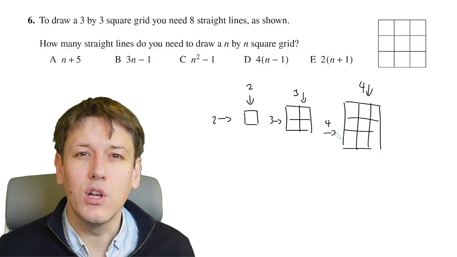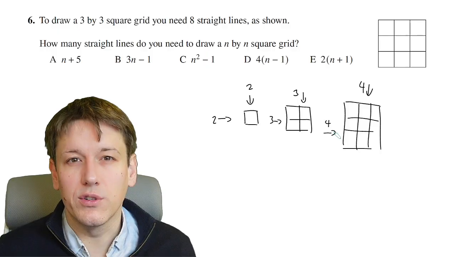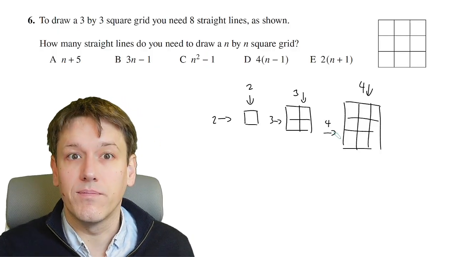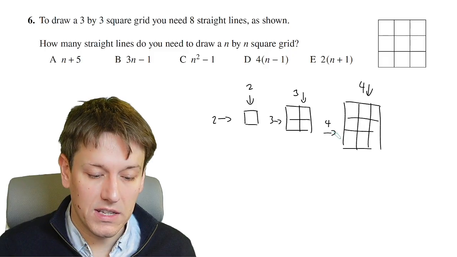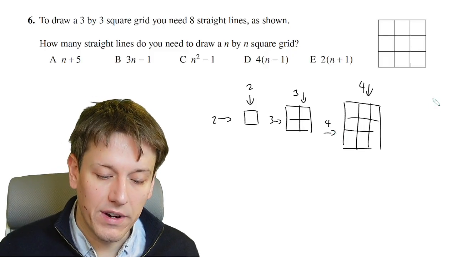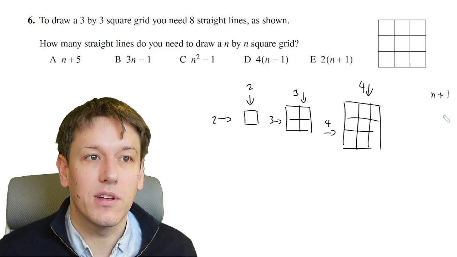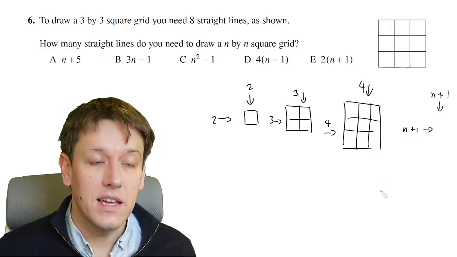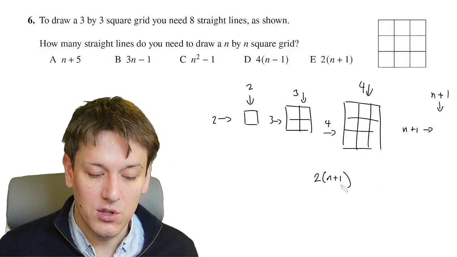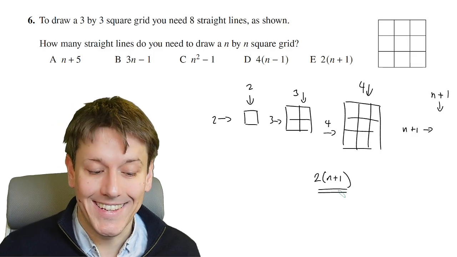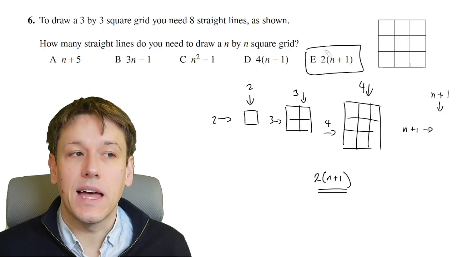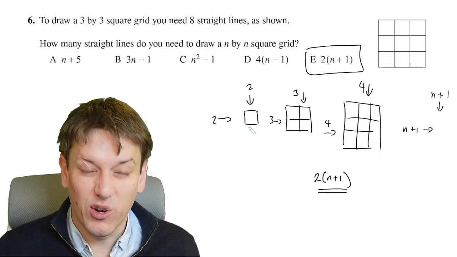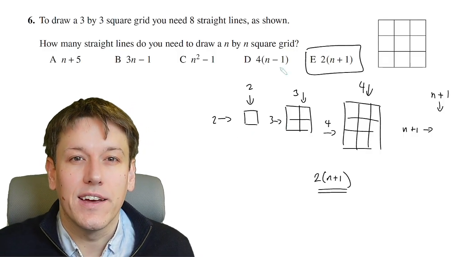So you can see in general we're going to need 1 more horizontal line and 1 more vertical line than the number in the grid. So if it's a 3 by 3 square grid, it's 4 and 4. So if it were an n by n grid, I'm going to need n plus 1 vertical lines and n plus 1 horizontal lines, and so the answer to this question is that we need 2 times n plus 1 lines in total in general. And of course, if you can see that in general to begin with, that's great, but if not, just thinking through a few cases is always a good way to go.